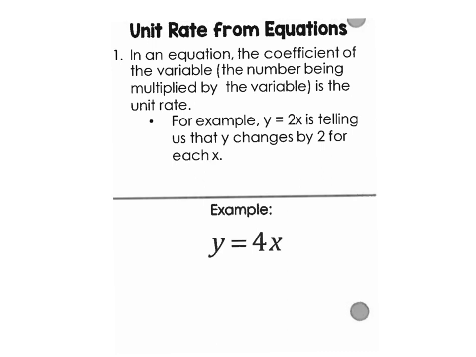So the last way we're going to find a unit rate is in an equation. So in an equation, the coefficient of the variable, or the number being multiplied by the variable, is the unit rate. For example, y equals 2x is telling us that y changes by 2 for each x. So in our example down here, we have it set up in y equals kx form that we've learned earlier this year. So we can just pull out the coefficient, or the number being multiplied by x, and that's 4. 4 right there, that is our unit rate. This is probably one of the easiest ways to find our unit rate.